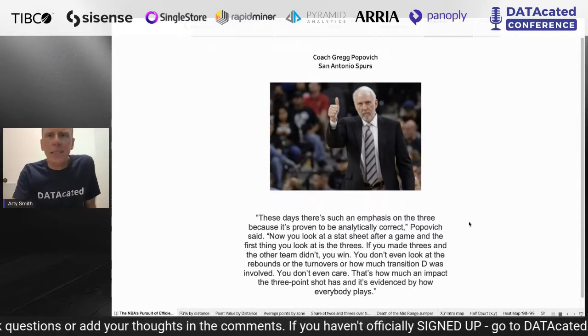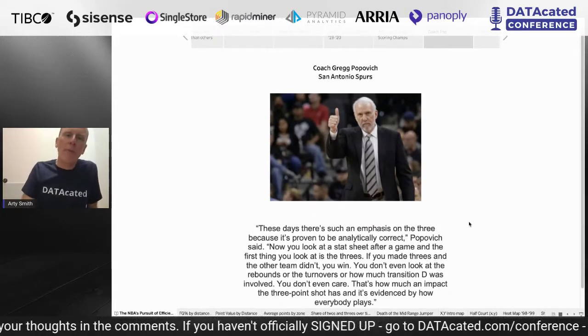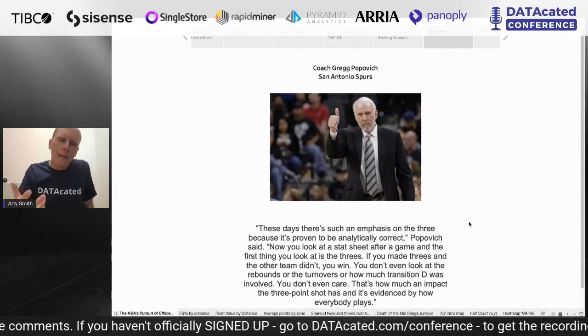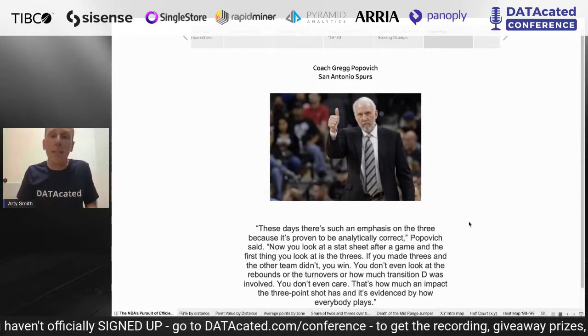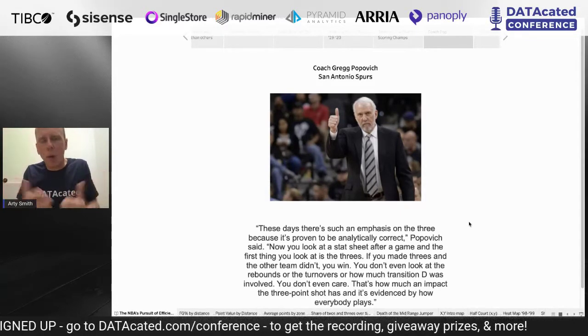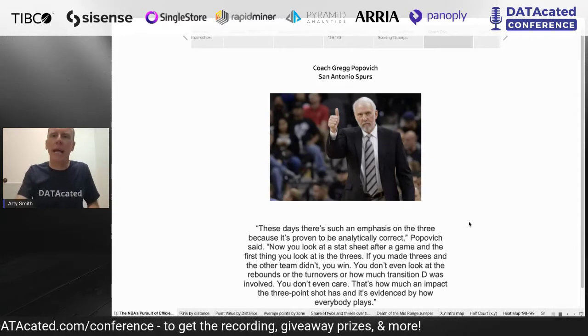So the game has changed, for better, for worse. Some people think we should move the three-point line to bring more balance back to the game. And I'm no expert on basketball, but I think it's an interesting idea.